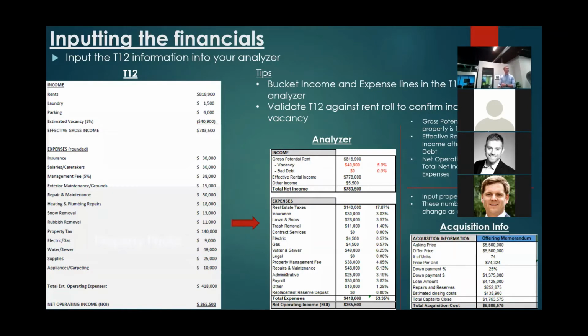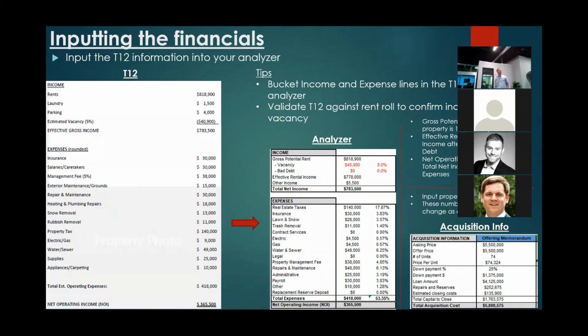Okay, for context, the pictures you see here are from an analyzer that I've built out on my own, and I'm using it as a basis for this presentation. The example deal I'm going to use is a random deal we looked at a long time ago that we didn't get, because, as you'll see as we go through this, the numbers didn't work.